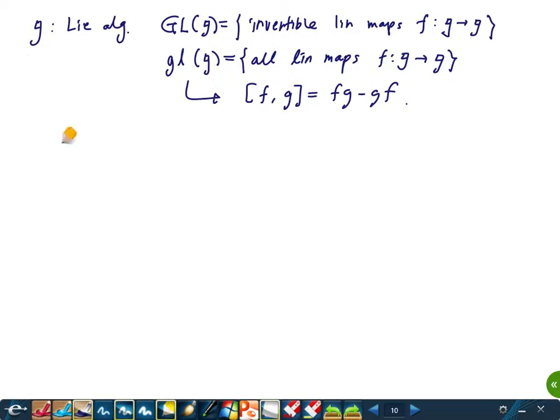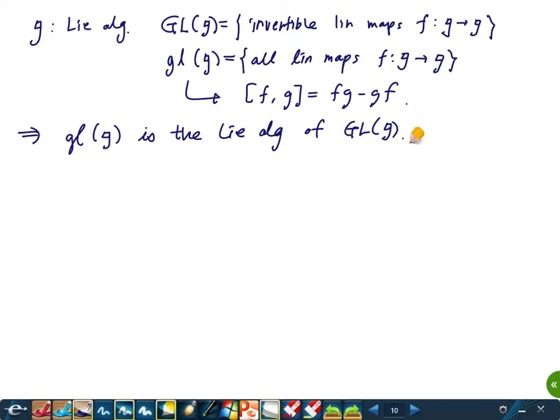In fact, it doesn't matter whether this is a Lie algebra or not. Actually, if this is just a vector space, these are defined. Just good enough. Okay, people do that. Then, in fact, this is the Lie algebra of this Lie group. So gl(𝔤) is the Lie algebra corresponding to this GL(𝔤).